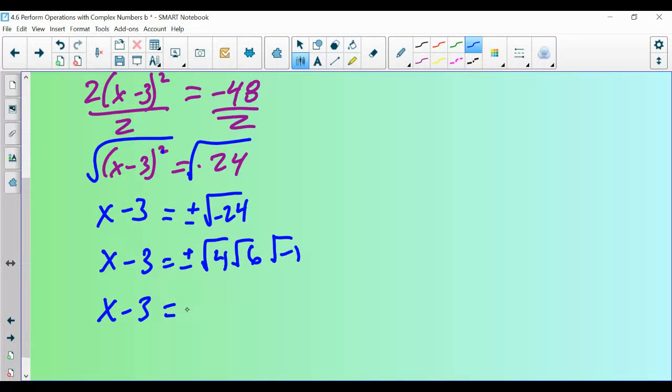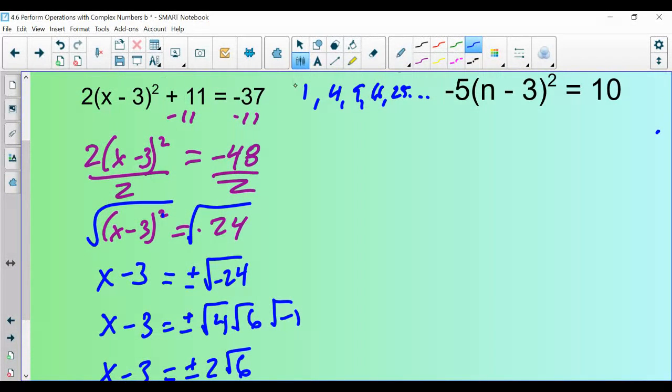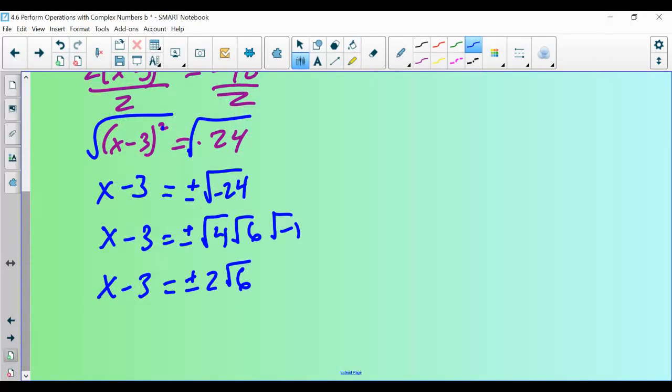x minus 3 is equal to plus or minus... I'm going to simplify these. Of course, I can simplify the square root of 4, which is 2, and the square root of 6 cannot be simplified. None of these numbers are factors other than 1, which is the trivial example. And we know the square root of negative 1 is i. Remember, we like the i to be in front of the root. So this would actually be x minus 3 is equal to plus or minus 2i root 6.